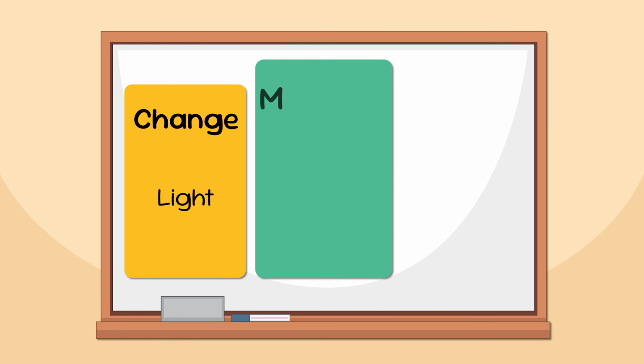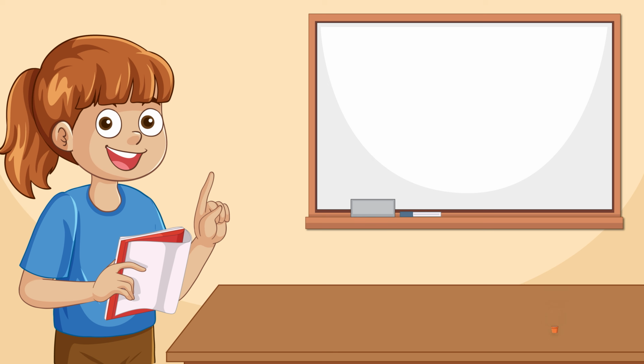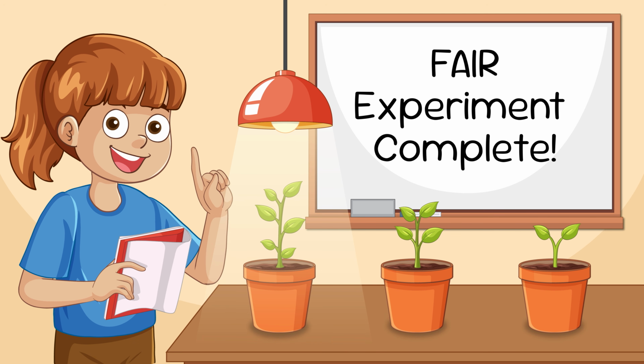Change one thing, measure one thing, keep everything else the same. That's what makes an experiment fair, and that's how scientists find out what really causes what.